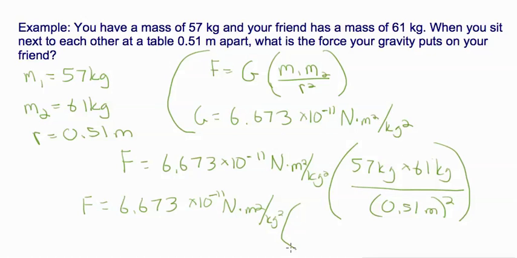So 57 times 61, and then divided by 0.51 squared, gives us like 13,000. And because I can see that I'm going to have two significant figures in my answer, I'm just going to round this at the decimal place. And we see that we'll have kilograms squared divided by meters squared, and look how those cancel out to give us newtons.